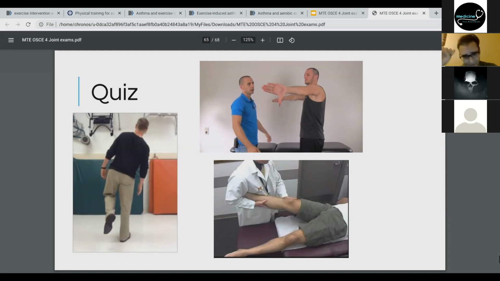Right, question 2. In the picture at the top with the gentleman in the black tank top, what rotator cuff muscle is being tested?